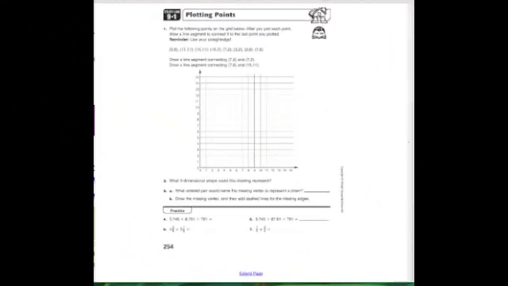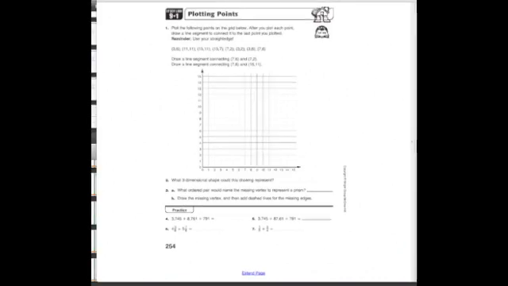Alright, now that we've had a little practice, let's go ahead and do page 254. I want you guys to do this page and then raise your hand and someone will come around and grade it. Go ahead and pause now to do that. Alright, you're back and ready to move on.